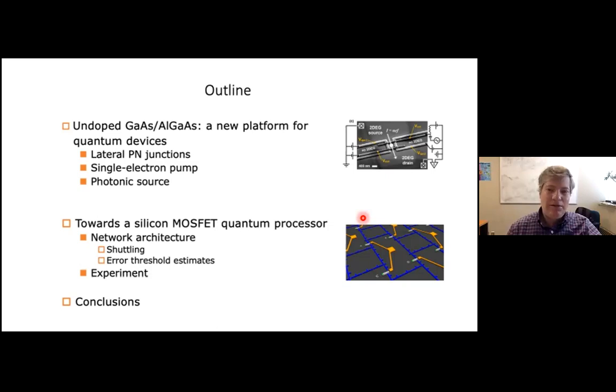I'll touch on the idea of electron shuttling and discuss error threshold estimates. And then I'll briefly discuss our experimental work in this direction, though I expect this will probably be a bit abbreviated in the interest of time. I sometimes tend to try and cram too much into a talk, so we'll see how it goes.